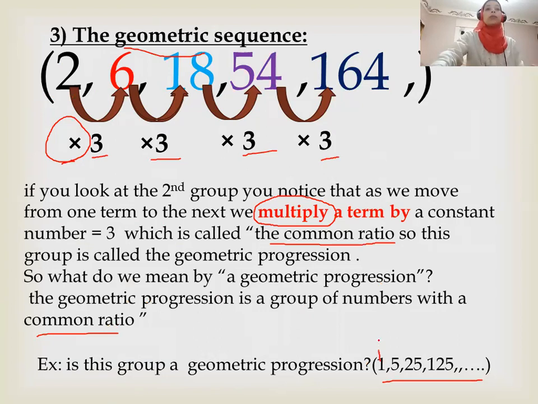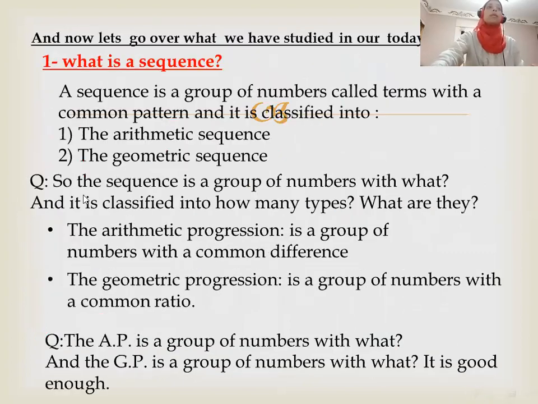You look at this number and notice that it's multiplied by 5. And the next one is also multiplied by 5. So if you multiply each term by a fixed number, it is a geometric progression. Well done. And now let's go over what we have studied in today's lesson.